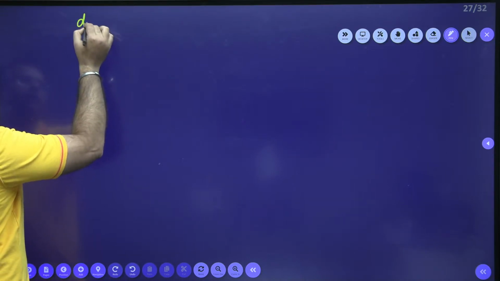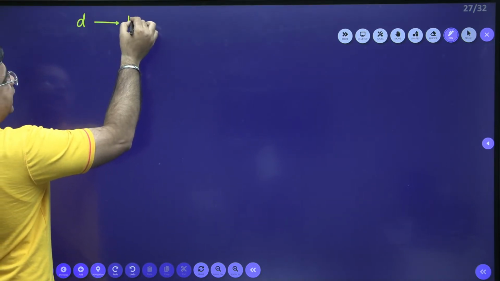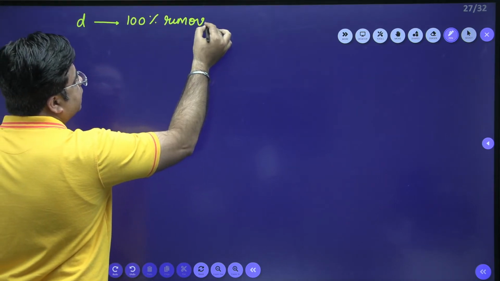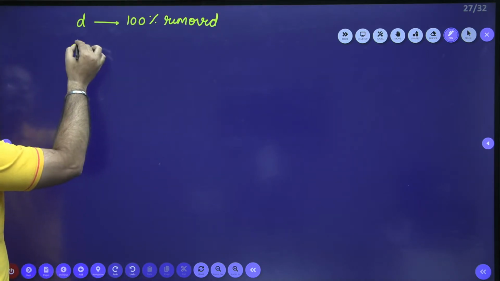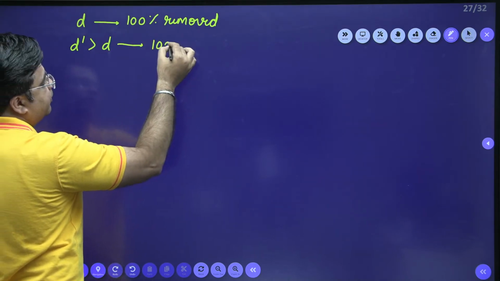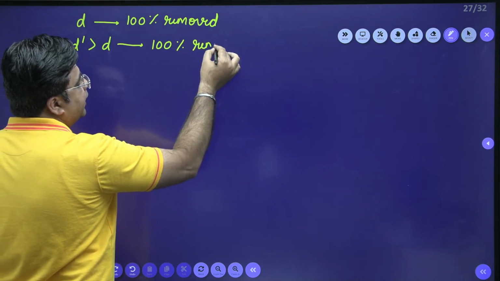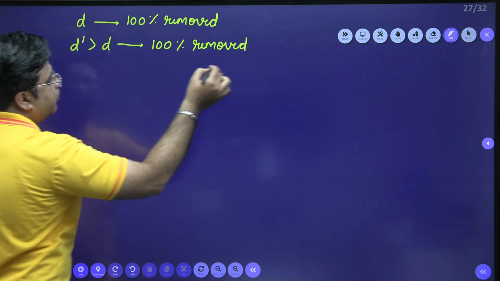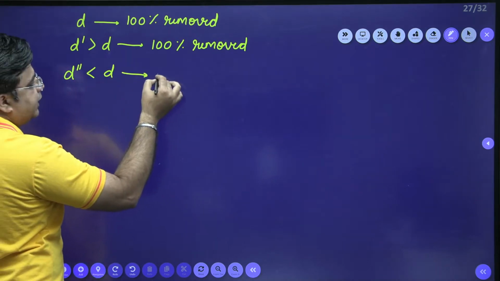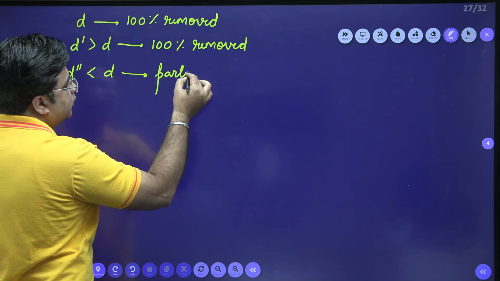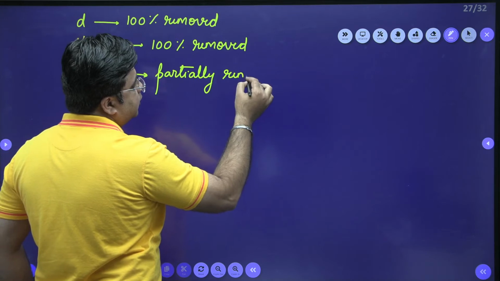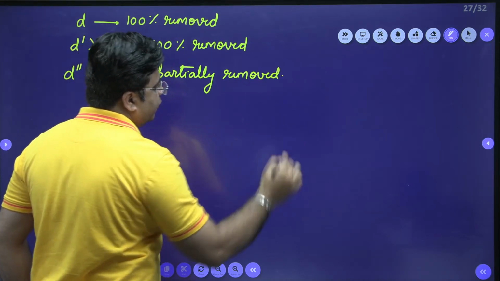So d, concerned size of the particle, they are 100% removed. D dash, particles of size greater than the concerned size, they are also 100% removed. But particles which are having size lesser than the concerned size, they are partially removed. That is up to height small h. They are partially removed, right?